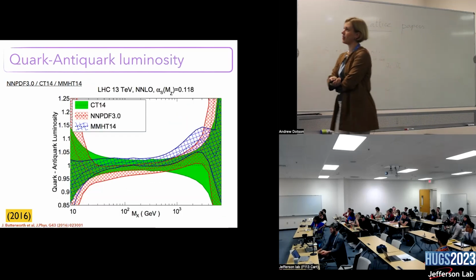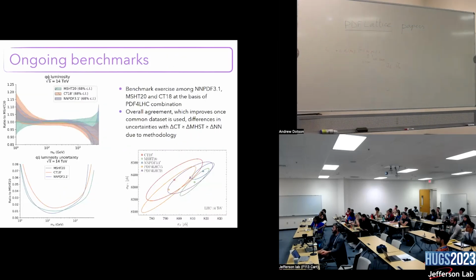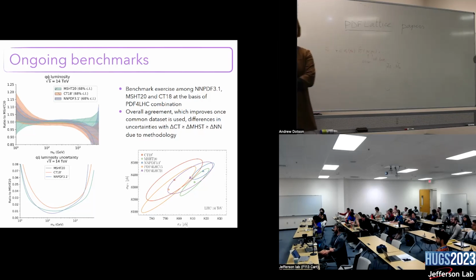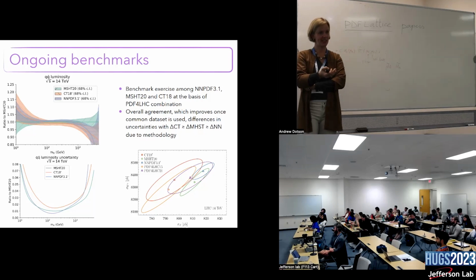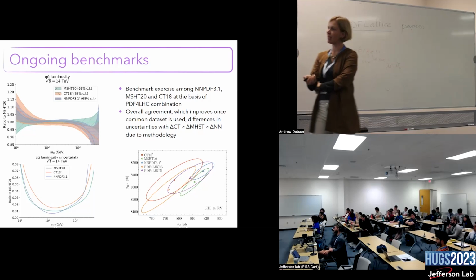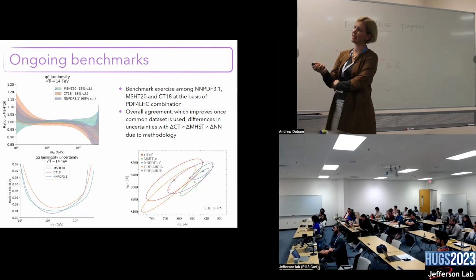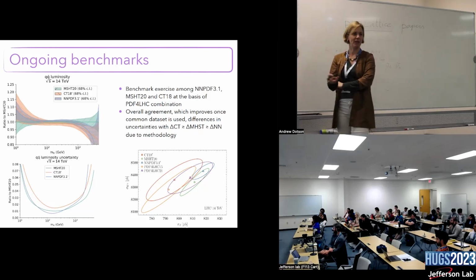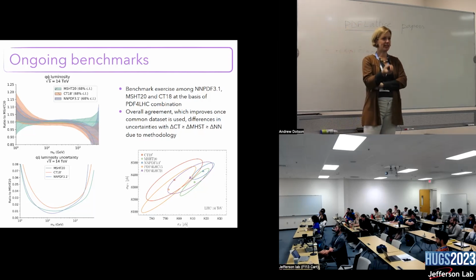Yes, that's a very good question. For example, this is a recent benchmark that was done between three collaborations. You see, this improves if you use the same data set. If everybody was using the same data set and treating the data in the same way, that would already be a big point of convergence. Still, even here, you see that, for example, in the q-qbar luminosity, in the extrapolation, there are some differences, but in the data region they're closer to each other. The uncertainties are different because the uncertainty really depends on the methodology. The devil is in the details.